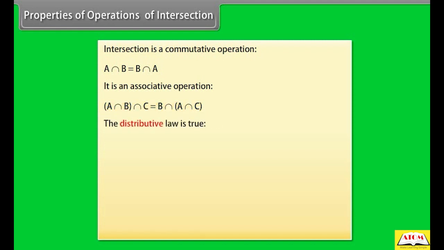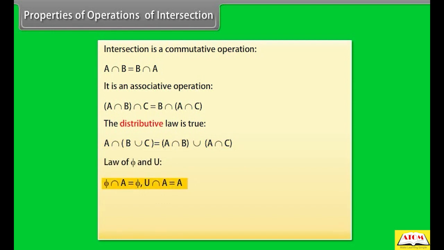The distributive law is true. A intersection (B union C) is equal to (A intersection B) union (A intersection C). Law of phi and U. Phi intersection A is equal to phi, and U intersection A is equal to A. Idempotent law. A intersection A is equal to A.